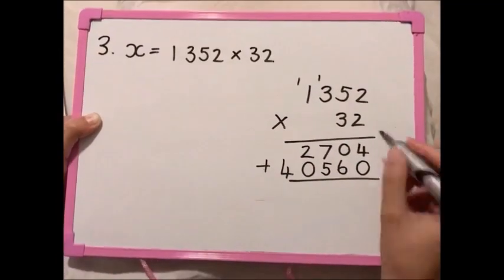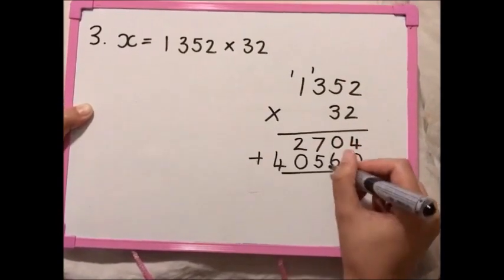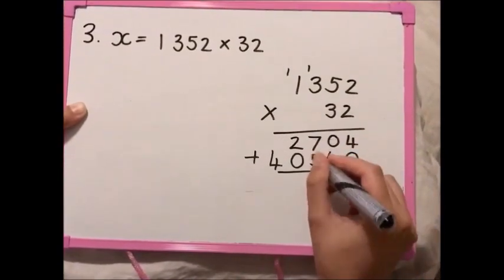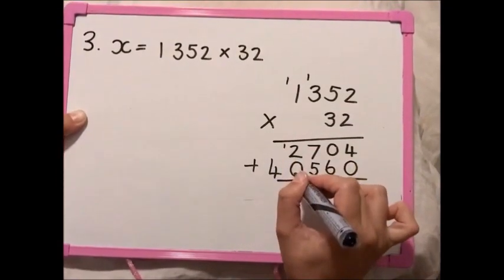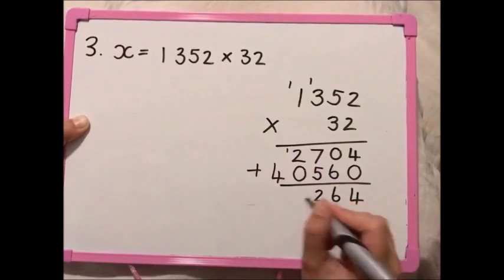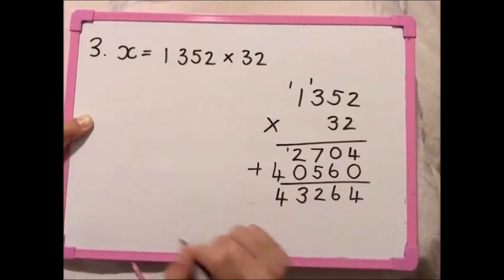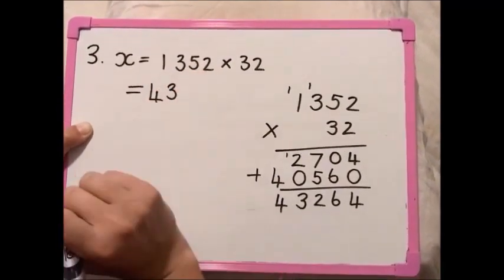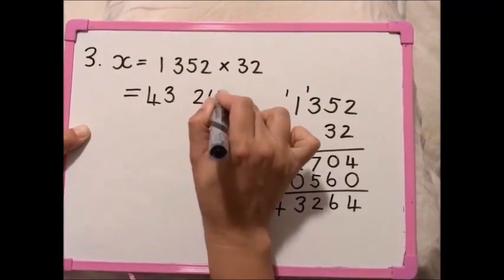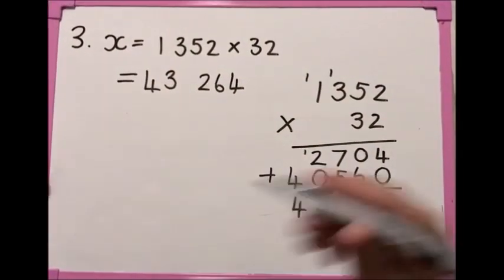Now I simply add the numbers together. 4 plus 0 is 4. 0 plus 6 is 6. 7 plus 5 is 12. I write the 2 and carry the 1 over. 2 plus 0 plus 1 is 3, and 4 stays 4. I write my final answer underneath my sum, 43,264. I've done my calculation on the right.